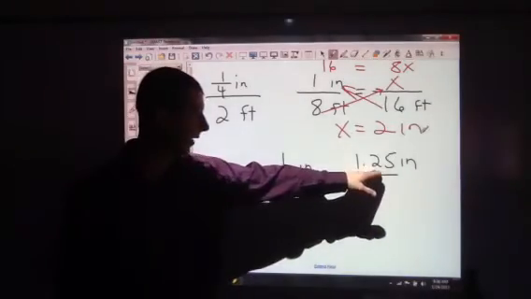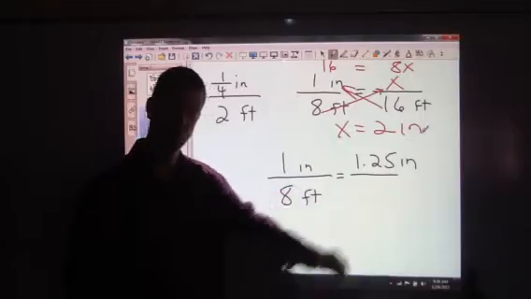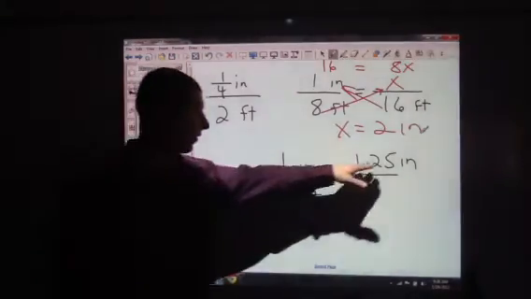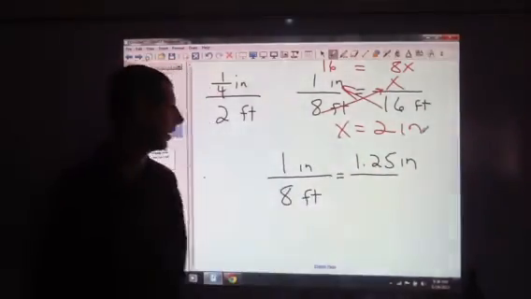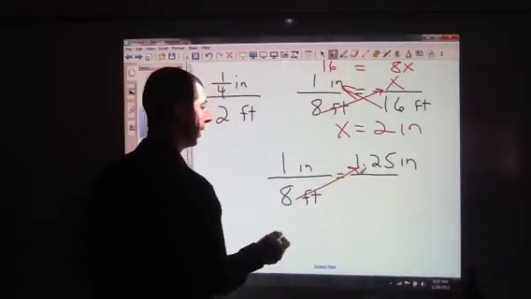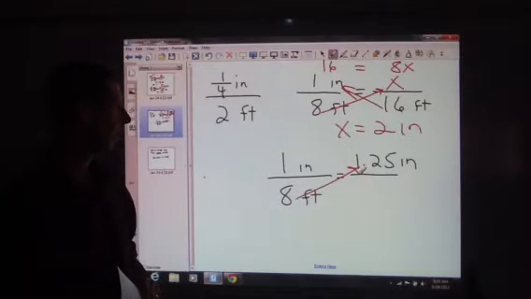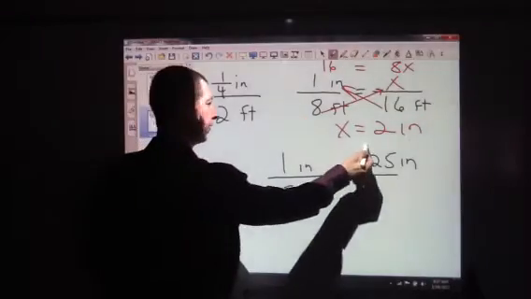Now this time we got a decimal amount. We have the inches, and we want to find the actual amount, how many feet it would be. This is off of the scale drawing. Now we're finding the actual amount in feet. So once again, we cross multiply. 8 times 1.25 is going to be 10, I believe.